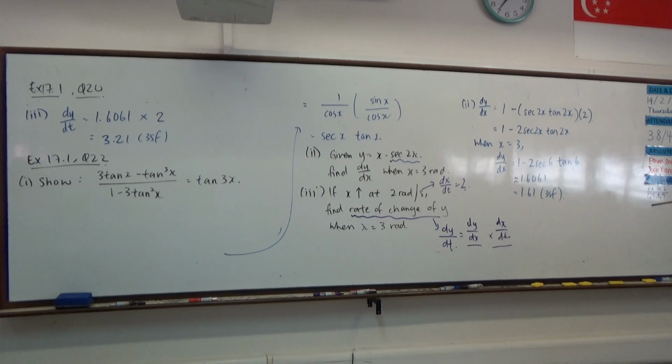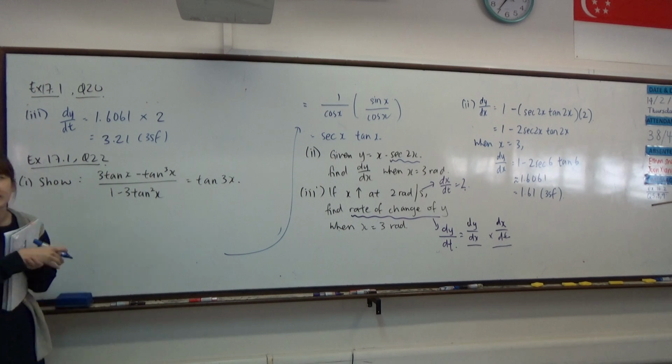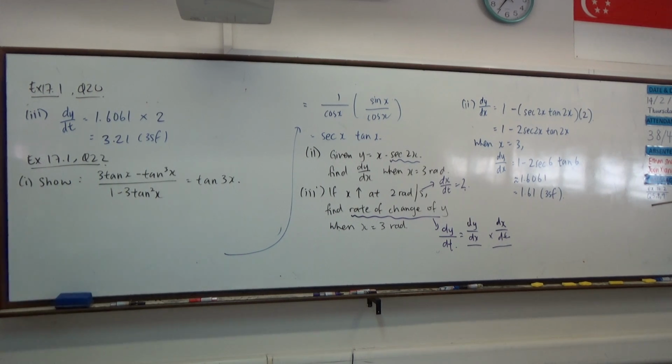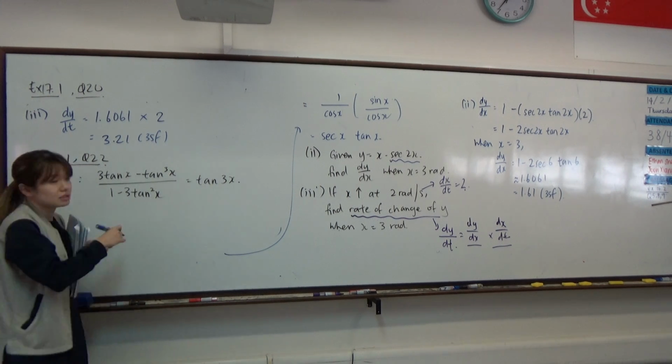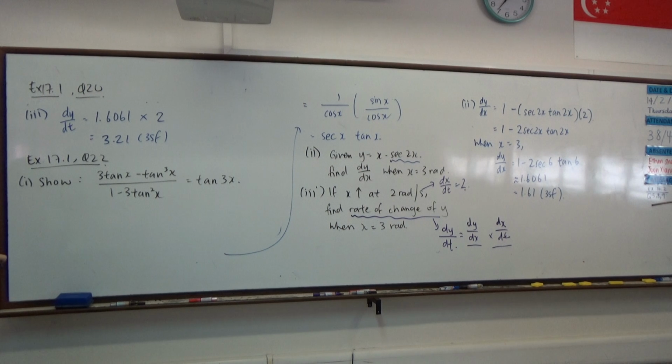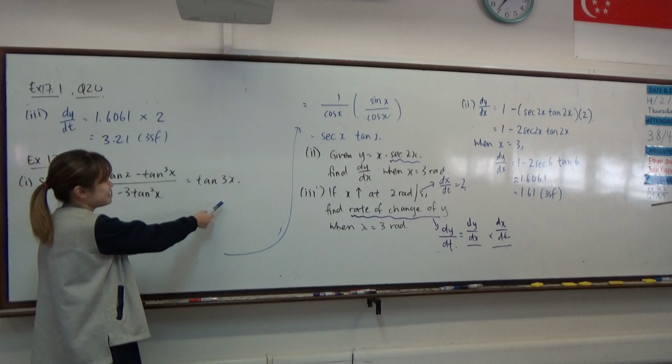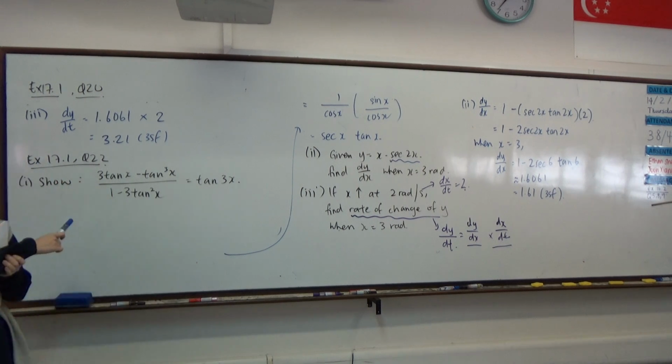What identities could you apply such that it will lead you towards tangent 3x? Sine and cosine. Then after that, it seems like that's the formula. That's the double angle formula. Double angle, but this is 3x. That's 2x plus x. So in this case, this is 3x that we're trying to get.